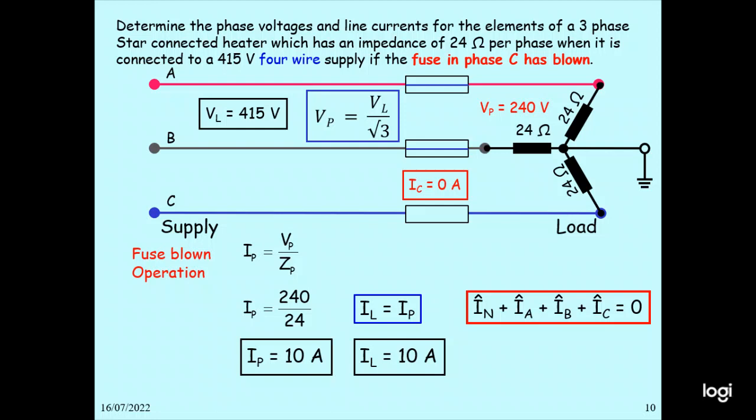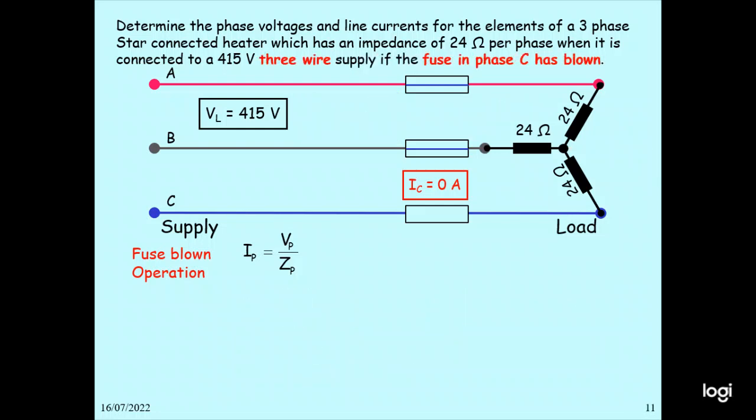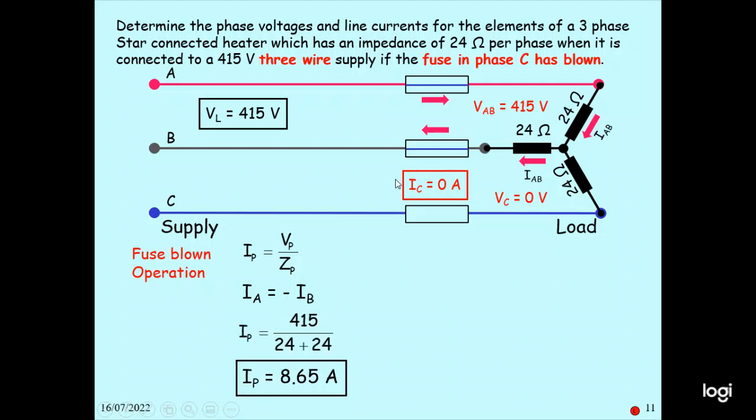Then the fuse in phase C has blown, so IC equals 0. In this case, IN is calculated: IN equals IL equals 10 ampere. Fuse blow operation: VC equals 0 and IC equals 0. So VAB is 415 volt. The current flows through the 24 ohm and 24 ohm, so I equals minus IB. Then you get 415 divided by 24 plus 24, which gives 8.65 ampere.